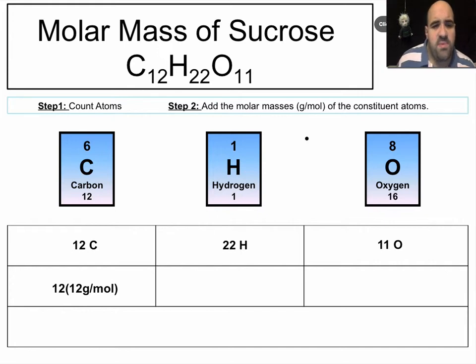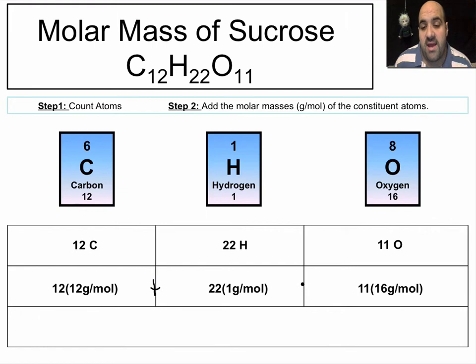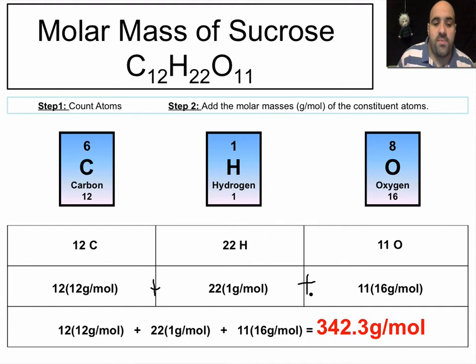And carbon is 12 grams per mole, right? 12 grams per mole, but there's 12 carbon. So 12 times 12 plus whatever we end up with in here. Hydrogen is 1 gram per mole, but there's 22 of them. So 22 times 1. And oxygen is 16 grams per mole, but we have 11 of them. So we have 11 times 16. And of course we add these three numbers together, and that gives us the molar mass, or the formula mass, of sugar. And we end up with 342.3 grams per mole.